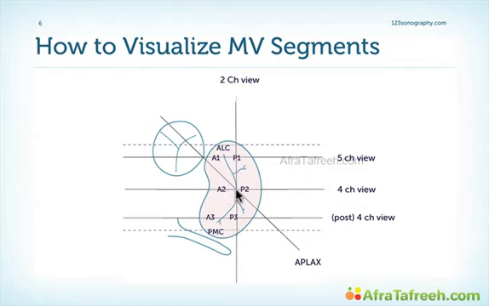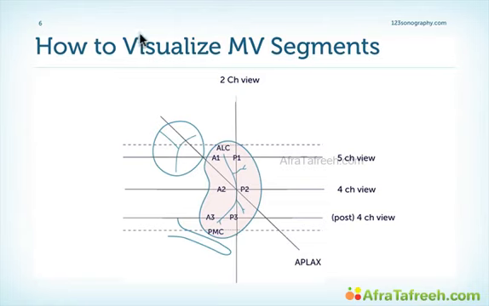So in the two-chamber view, you cannot really distinguish between anterior and posterior, but you can nicely distinguish between 1, 2, and 3. And in particular, you can see the commissures. So the anterolateral commissure and the posteromedial commissure. That's why the two-chamber view can also be called the commissural view.